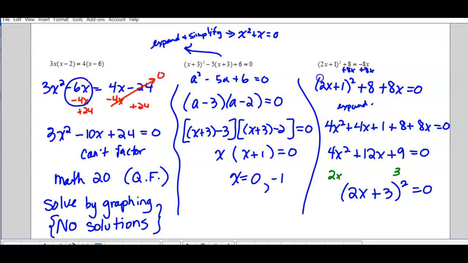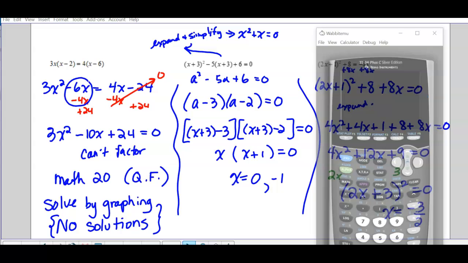So this really means you have two factors of 2x plus 3. So you have two solutions, but they're exactly the same, so you only have to list it once. Sometimes we call it two equal roots or just one root. In terms of what it looks like, let's take a look at it when we graph.